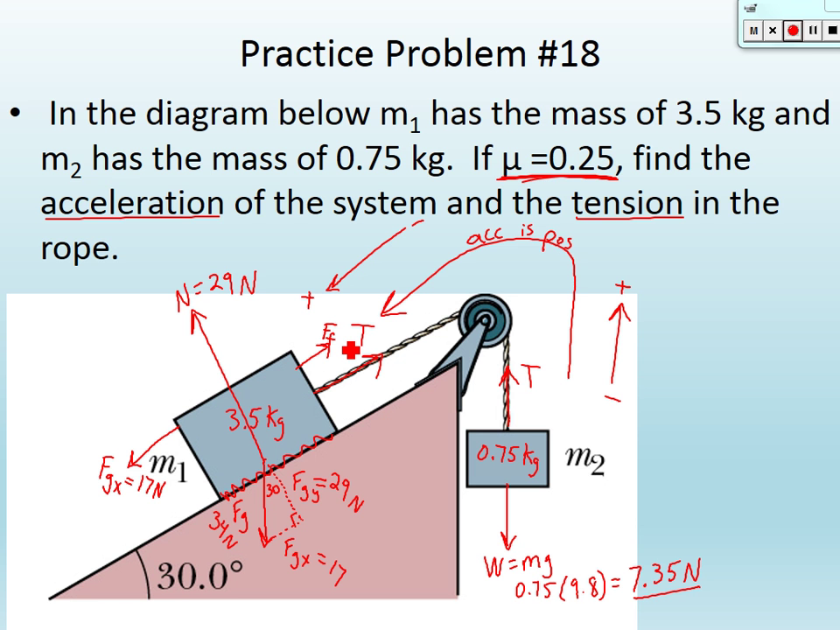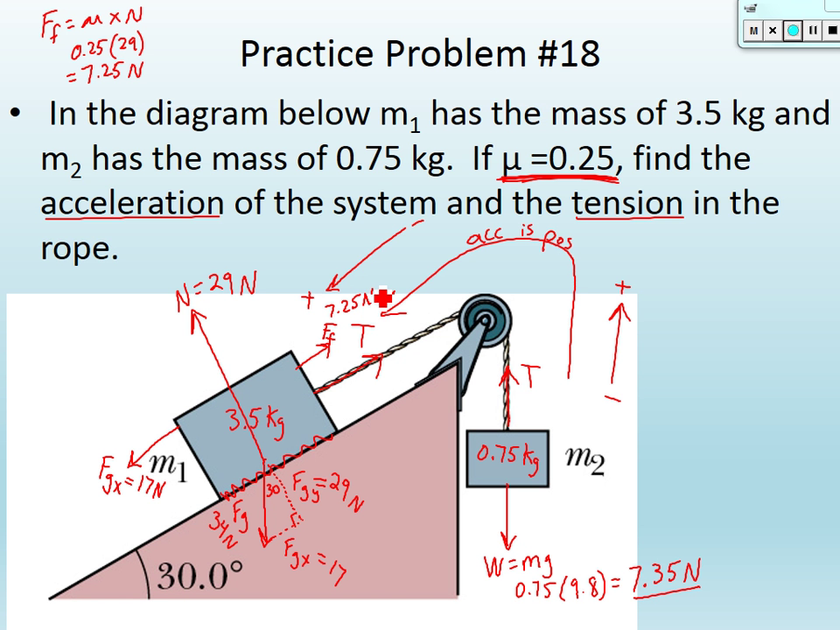Okay? And we can actually solve for it. We know that force of friction is equal to mu times normal. It gave us the mu as 0.25, and the normal force was 29. So I'm getting that the force of friction is 7.25 newtons. Okay, so I'm going to put that in right here, 7.25 newtons.